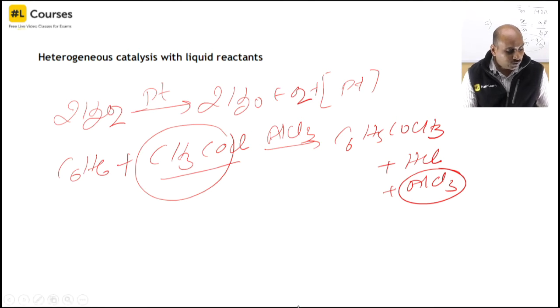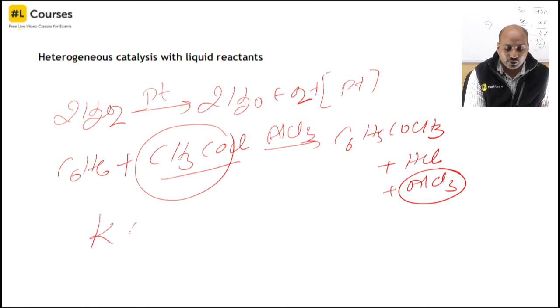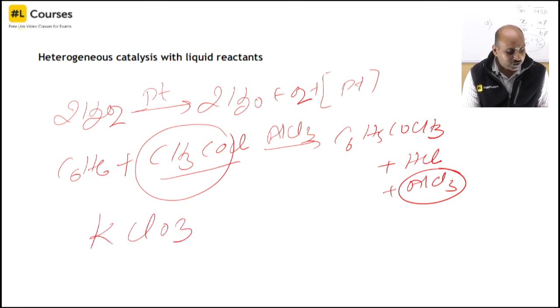Coming to heterogeneous catalysis with a solid component, few reactions are available, because all of you know that solid reactions are not of much importance. They do not react easily because they are held together by solid bonding, so it is very difficult to find many reactions. But if I want to give an example, it is the decomposition of KClO3, potassium chlorate, which is catalyzed by MnO2, manganese dioxide.